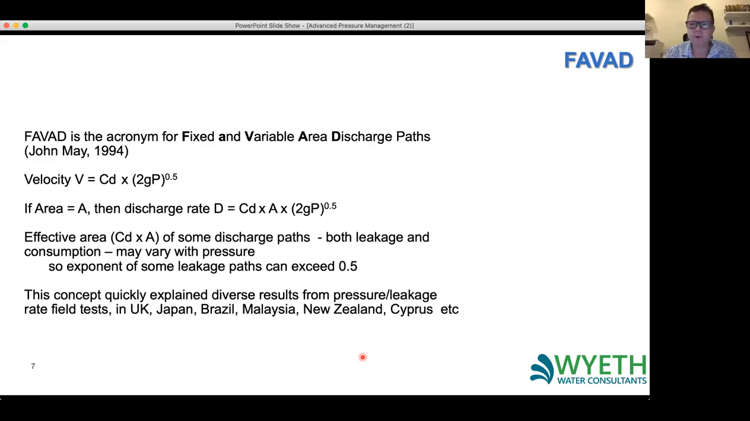Now this is quite important because you have a number of these variable area discharge leaks, you're actually getting a greater than 1-to-1 ratio. So it can be a 1 to 1.5 or higher sometimes. So this means that if you reduce your system pressures by 10%, then you're going to decrease your leakage volumes by 15% or more.